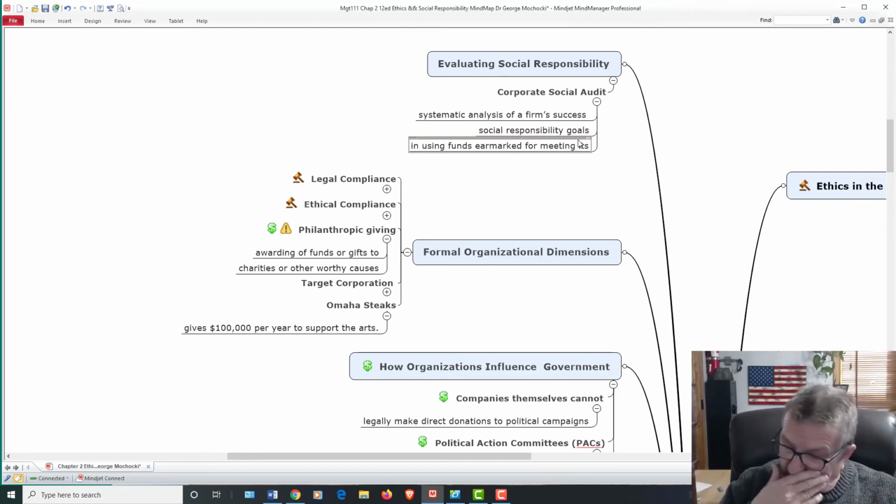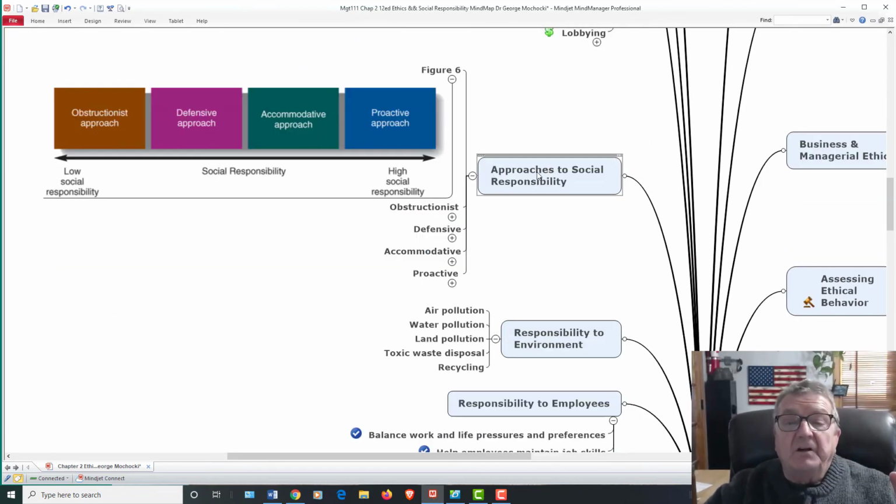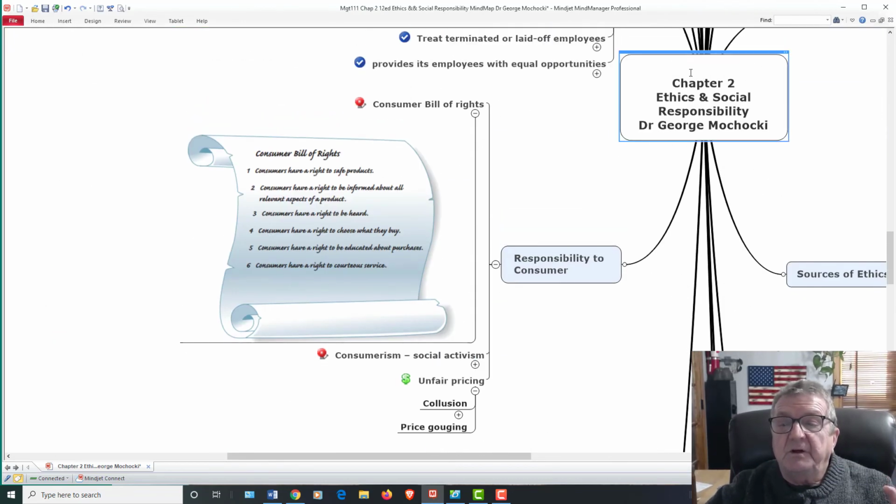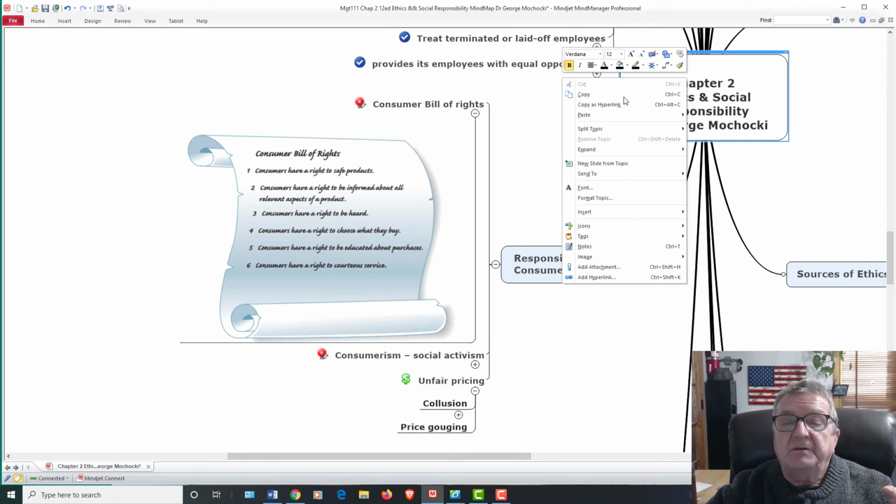Got to look at the legal compliance, ethical compliance, the planetary giving, charitable giving, for lack of better words. Target Corporation, and then Obama Stakes basically gives $100,000 per year to support his art.